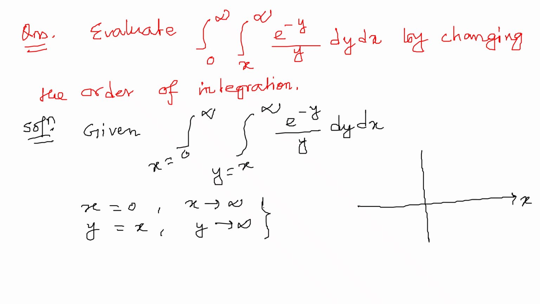So it is x, y, and x is equal to 0. X is equal to 0 means it is the y axis. So x is equal to 0. Okay, it is the y axis.